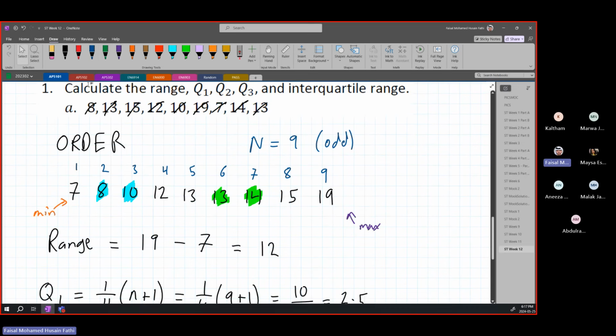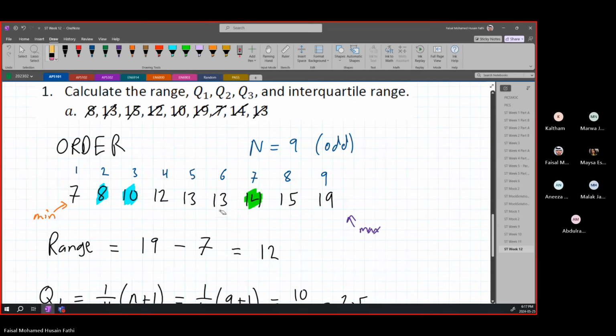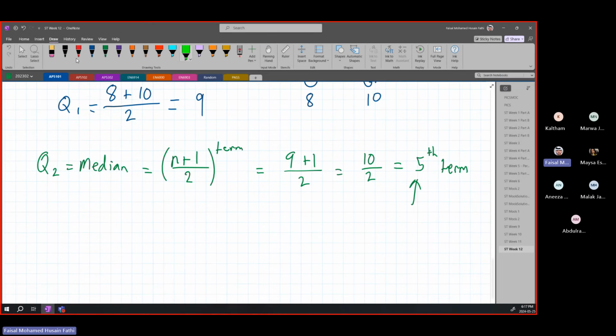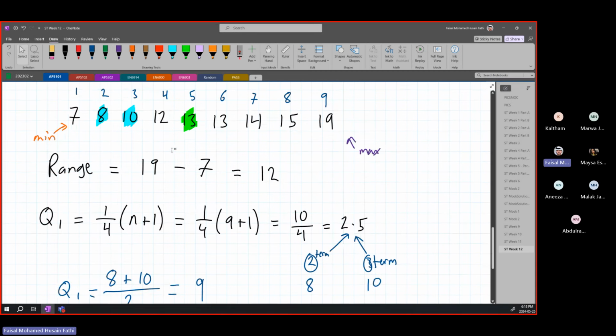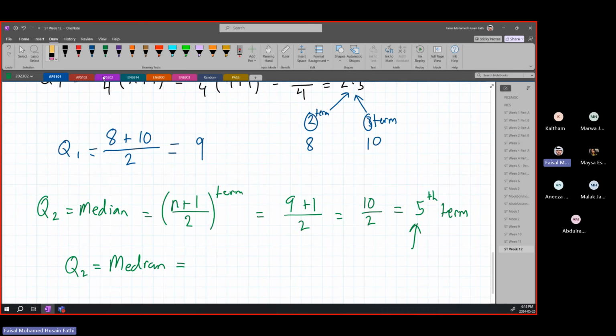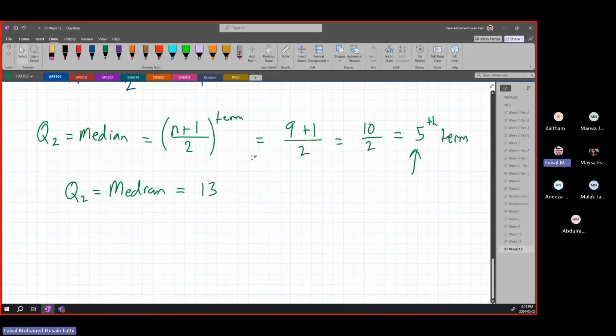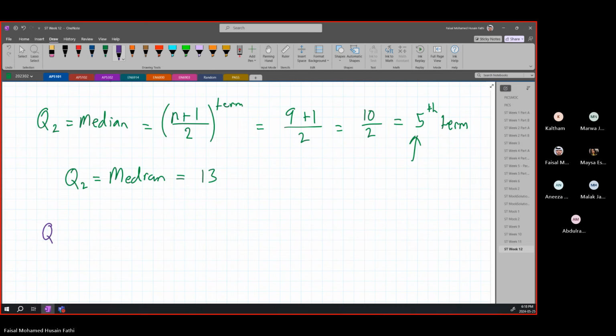So simply we're going to go here and we're going to look at our middle term, the fifth term, which is this one, and this is our median. So median, which is also Q2, all right? The second quartile is the same as the median. It is equal to, was it 5? 13, sorry, not 5, all right? And then lastly, Q3, which is going to be 3 over 4 into n plus 1 over 2.